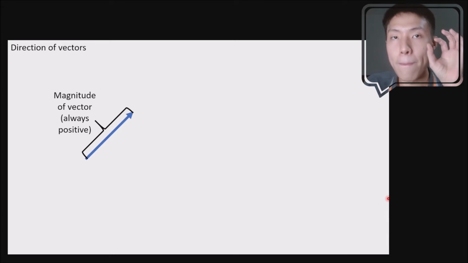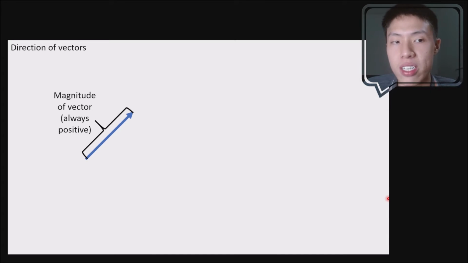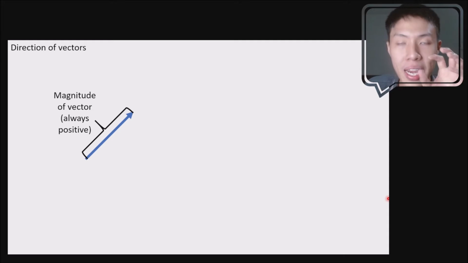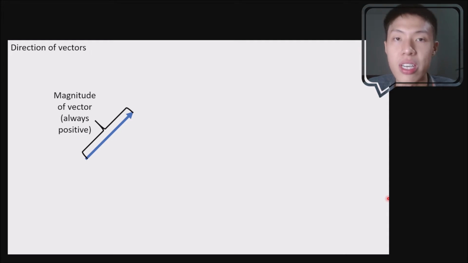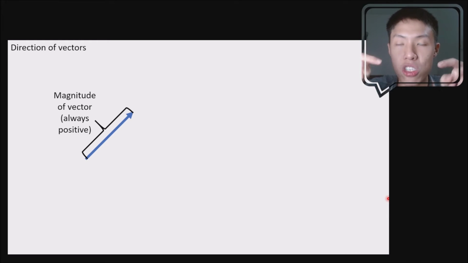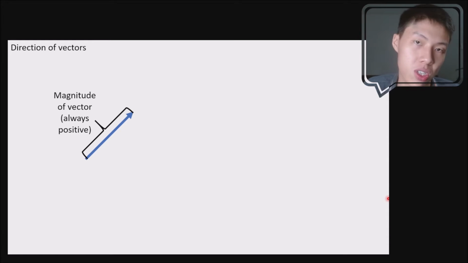Again, magnitude of vector is always positive. But a scalar quantity only consists of magnitude, right? Scalar quantity's magnitude can be negative. Let's say temperature, you can have negative temperature. Even though it's a magnitude, you can have negative magnitude, but that's scalar magnitude. Here, I'm talking about magnitude of vector. Magnitude of a vector must always be positive.